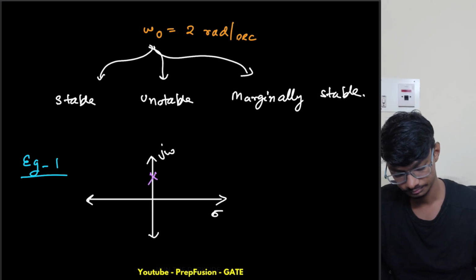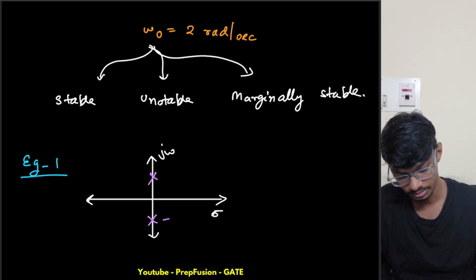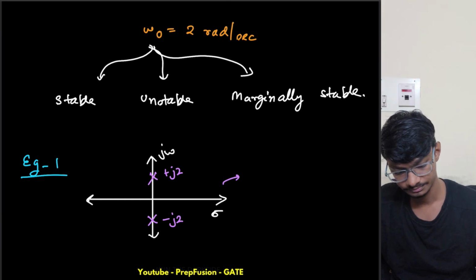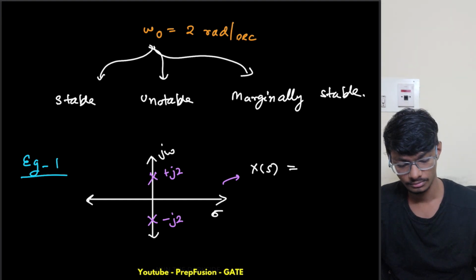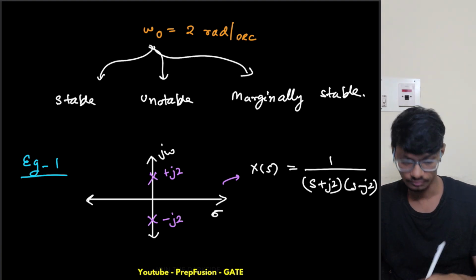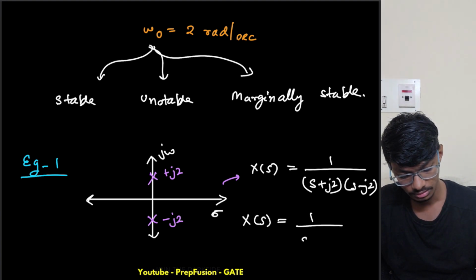So let's say this is 2 radians, right? So they will lie at plus minus 2. This is minus 2j, this is plus 2j. So what will be our X of s? It equals 1 by (s plus j2) and (s minus j2). Okay, so from this you can convert, right? So what do we get as our transfer function? It is 1 by s square plus 4, right?